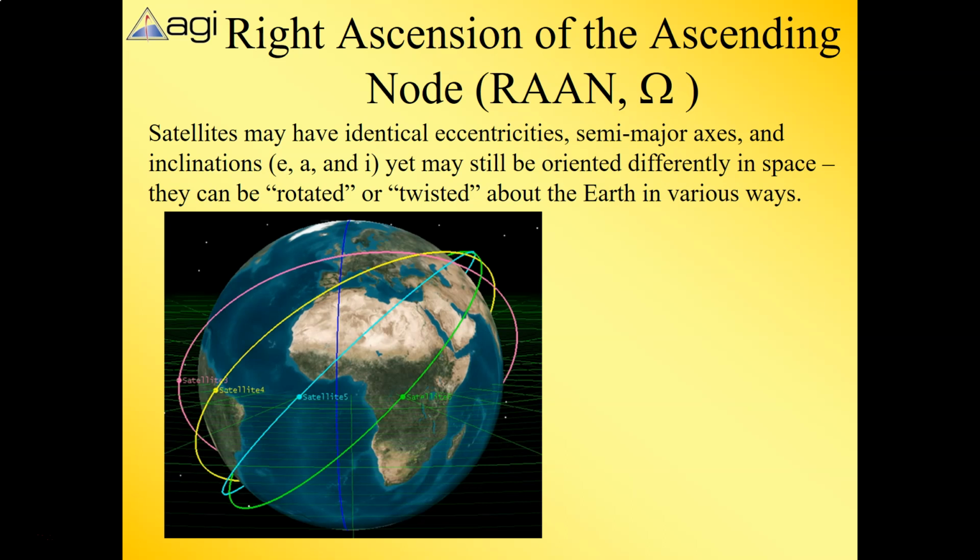So each of these satellites have identical eccentricities, so their shape, and they have identical semi-major axes, so their size, and they have identical inclinations. So we're talking about the tilt that they have from the equatorial plane. Yet they may still be oriented differently in space. They can be rotated or twisted about the Earth in various ways.